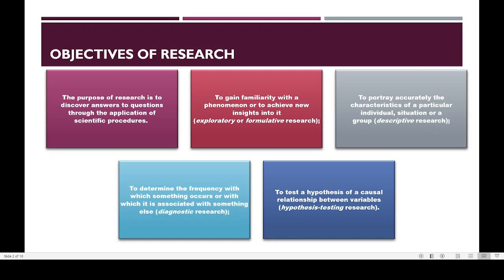The purpose of research is to discover answers to questions through the application of scientific procedure. There are different ways of finding an answer, but in research science, whatever answer we find, we should be able to get the same answer every time we go through that process. That is one important strategy or technique that science employs.